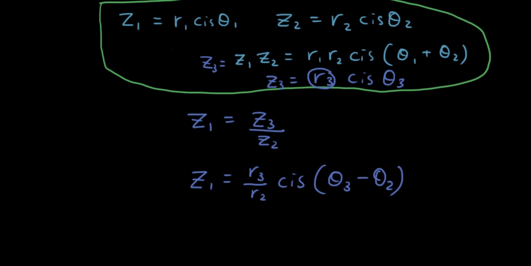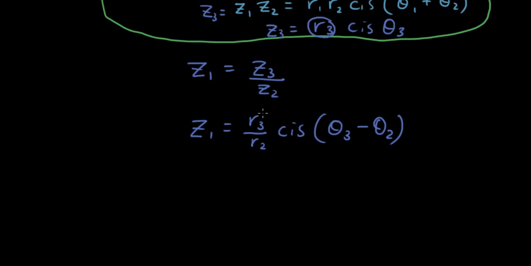Okay, so that's how you divide complex numbers in polar form. You divide the magnitudes and you take away the argument.